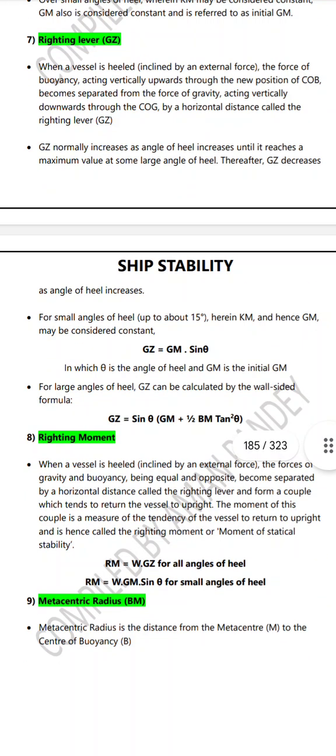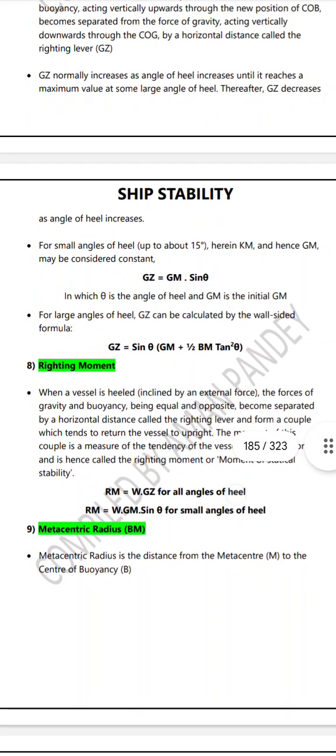Righting lever: when a vessel is heeled, the force of buoyancy acts vertically upward through the new position of the center of buoyancy, and the force of gravity acts vertically downward. The horizontal distance between them is called the righting lever, GZ. GZ normally increases as the angle of heel increases until it reaches a maximum value. Thereafter GZ decreases.